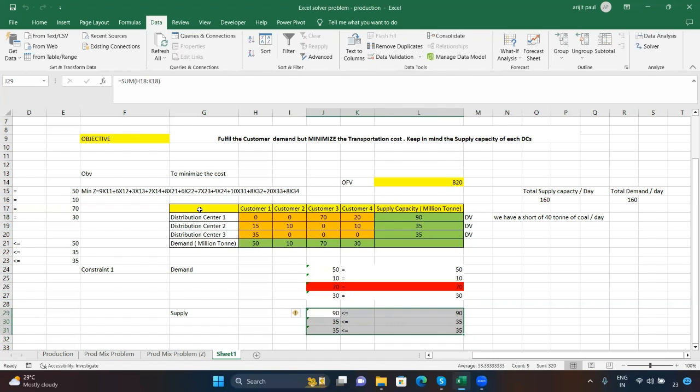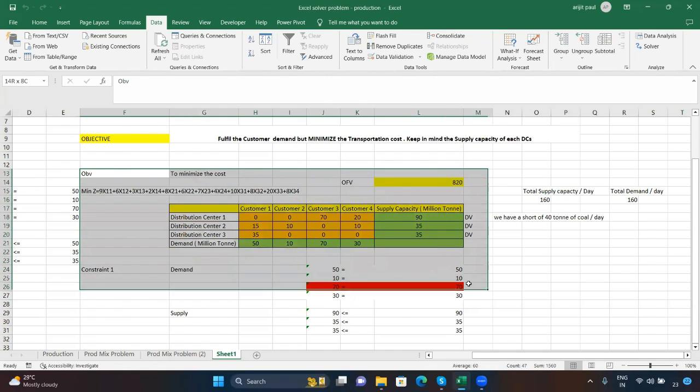Okay, so as per this model, from DC1, we are supplying 70 ton of coal to customer 3 and 20 ton of coal to customer 4. From DC2, we are supplying 15 ton to customer 1, 10 ton to customer 2, and 10 ton to customer 4. And from DC3, we are supplying 35 ton to customer 1, and there are no other supplies to any of these customers. Okay.